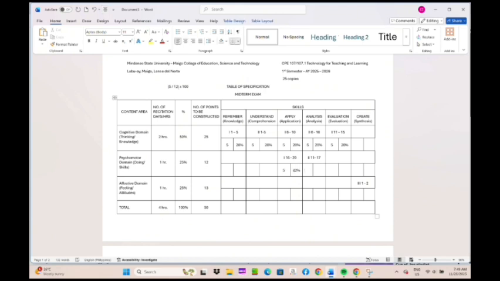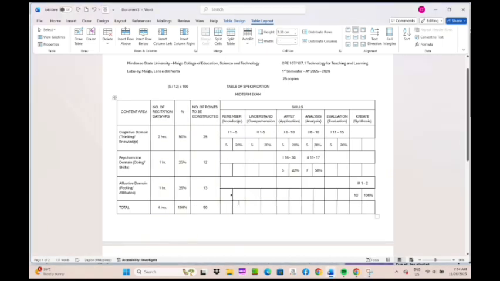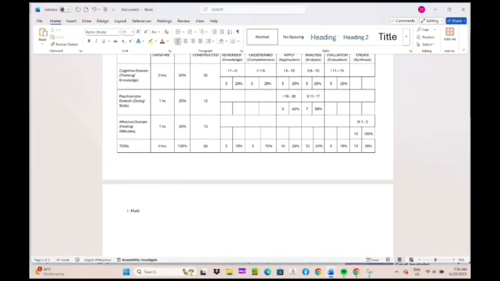After getting the percentage of the number of items, then get the total number and percentage for every level of the domain: remembering, understanding, applying, analysis, evaluation, and create. In getting the percentage, divide it by the total number of points to be constructed. And also for the essay form, the affective domain, we have 13 points. So here are the different types of tests.